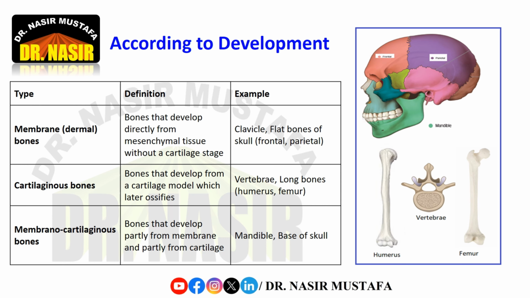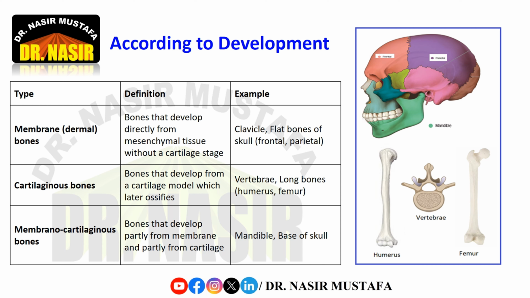Classification according to development. Bones develop by different mechanisms. Membrane or dermal bones develop directly from mesenchymal tissue without a cartilage stage. Examples include the clavicle and many flat bones of the skull.